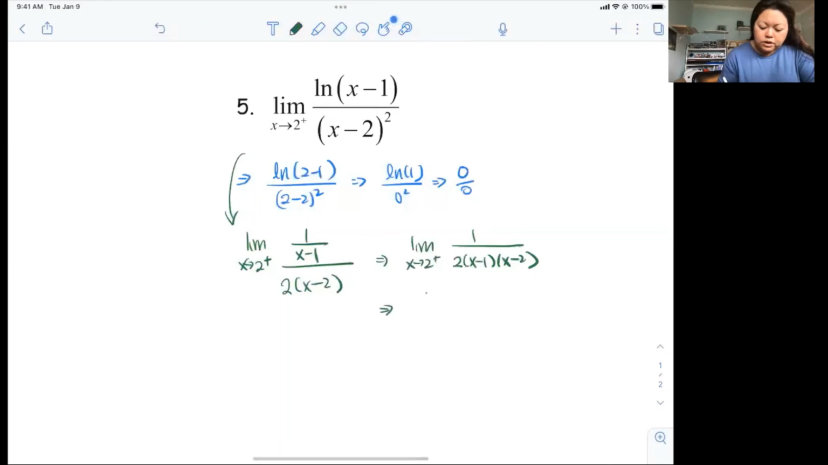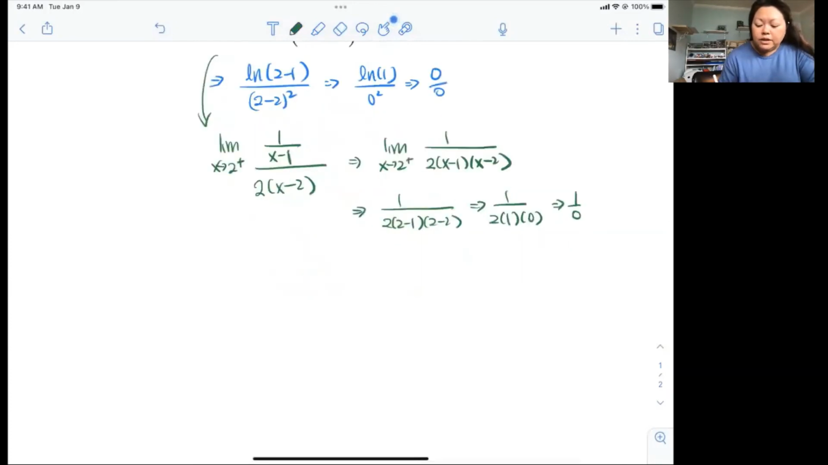Plug in your 2, you get 1 over 2 times 2 minus 1 times 2 minus 2. You get 1 over 2 times 1 times 0, 1 over 0. This is not indeterminate form. We talked about this: if you're dividing by 0, you're not really dividing by 0, you're dividing by a really small number. 1 over a really small number, the reciprocal becomes a really big number. So this limit is infinity.